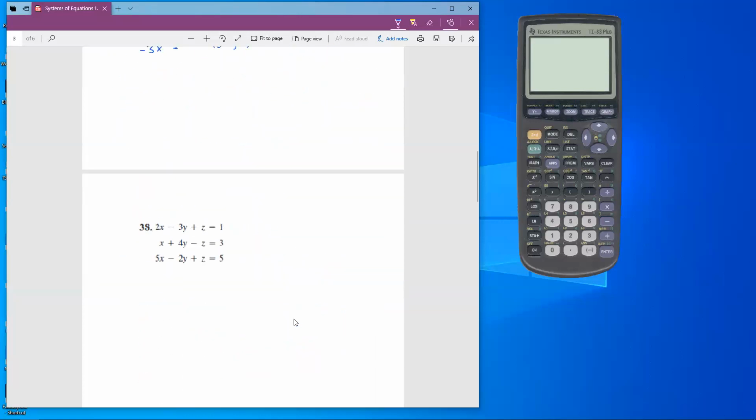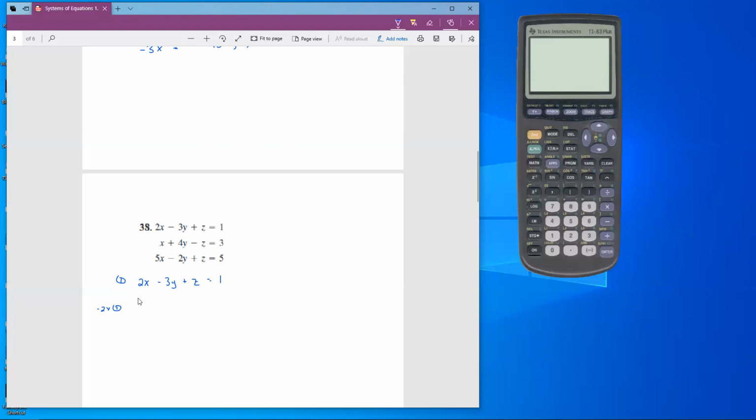All right, so we have an example. We have our equations. We have 2x minus 3y plus z is equal to 1. x plus 4y minus z is equal to 3. And 5x minus 2y plus z is equal to 5. All right. So let's go ahead, and what we're going to do is I'm going to write down equation 1 here. Okay, so we have 2x minus 3y plus z is equal to 1. We have 2 times equation 2, and that's going to give, actually, let's go with negative 2 times equation 2 here.